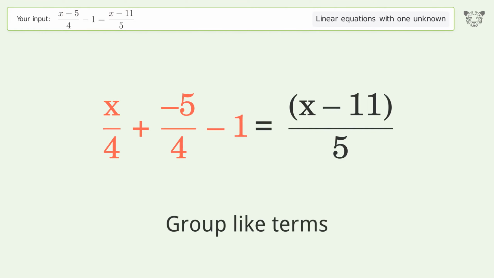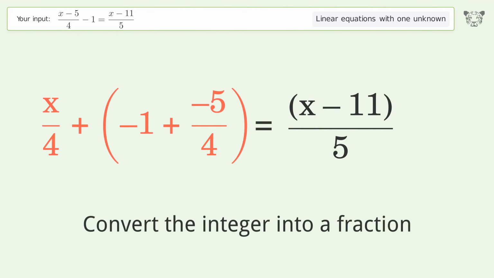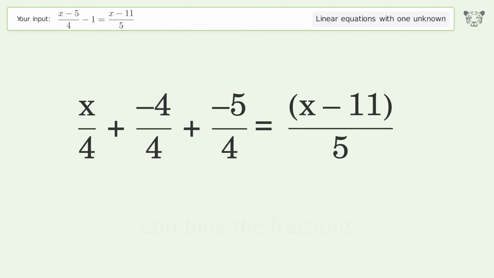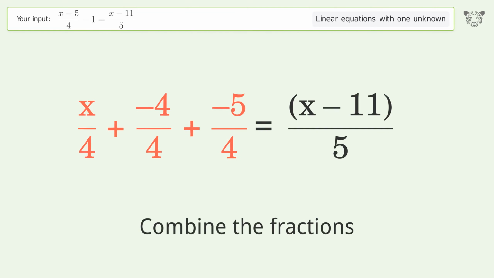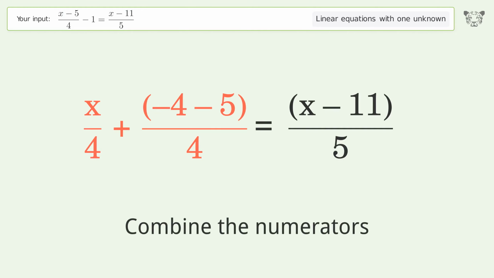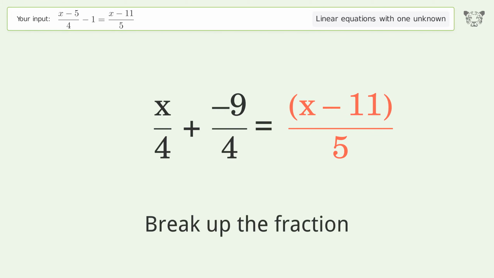Group like terms. Convert the integer into a fraction. Combine the fractions. Combine the numerators. Break up the fraction.